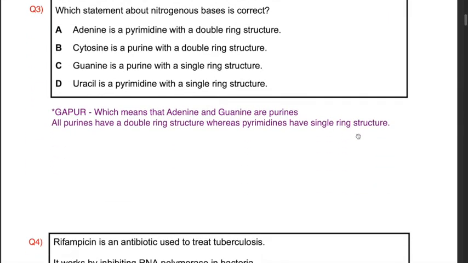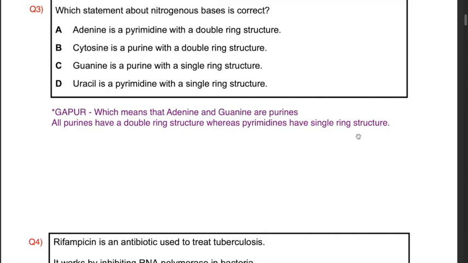Question 3. Which statement about nitrogenous bases is correct? A. Adenine is a pyrimidine with a double ring structure. B. Cytosine is a purine with a double ring structure. C. Guanine is a purine with a single ring structure. D. Uracil is a pyrimidine with a single ring structure.